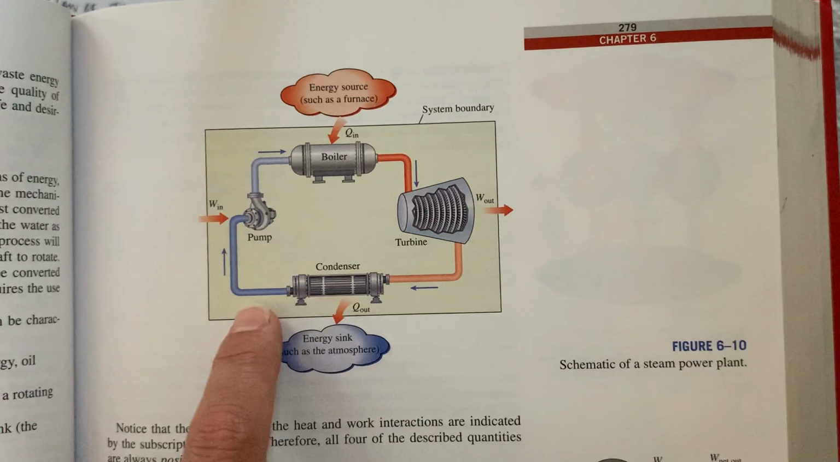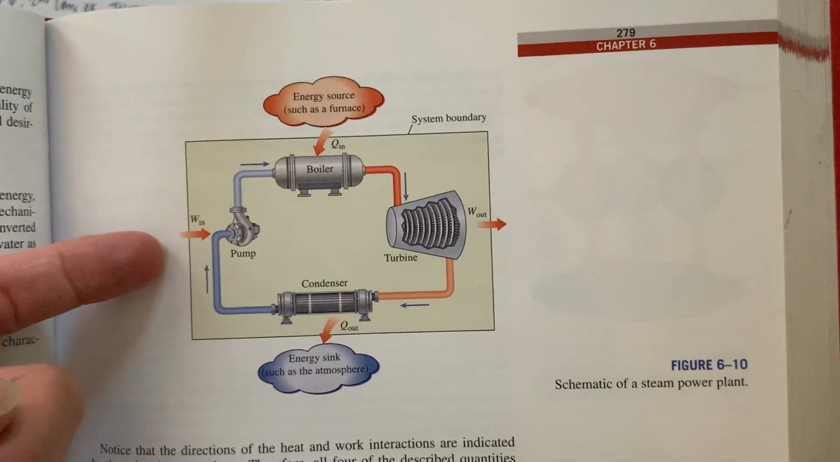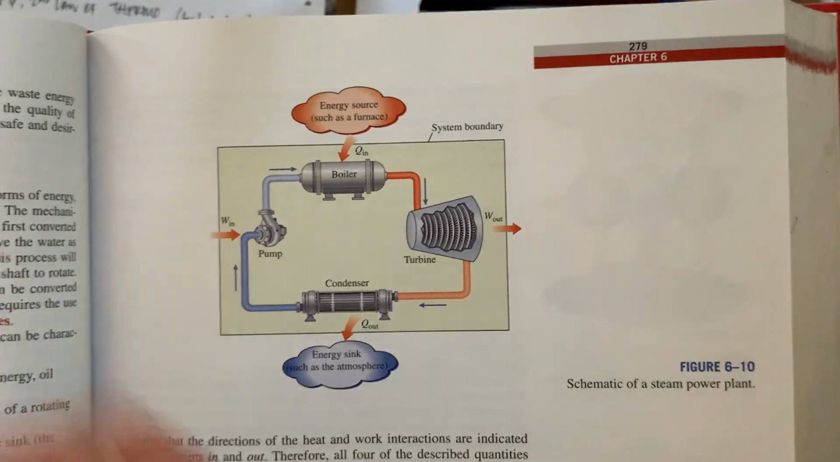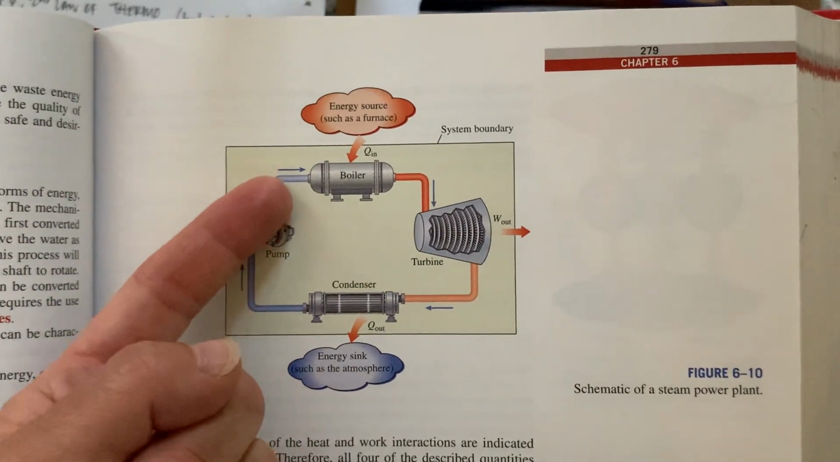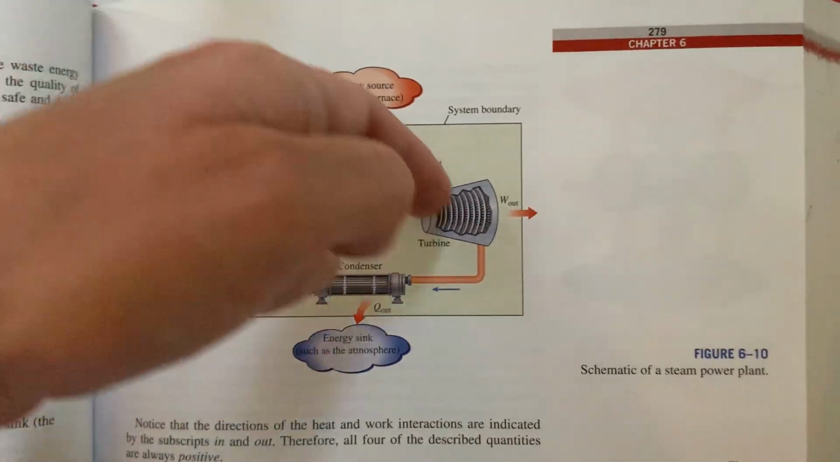This cooled off water, which is now blue here because it's cool, comes into this pump. So we have to put work into this pump. If you've ever worked with a pump before, you know you have to plug it in and pump it up. So we have to put in some work here to pump back this cool water to the boiler to be heated up and sent back to the turbine. And this whole cycle continues.